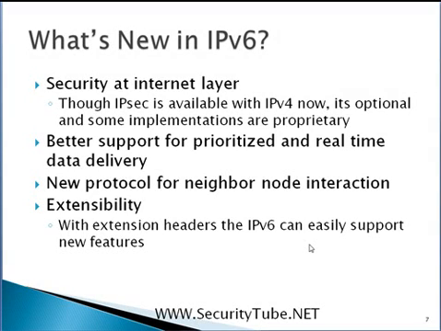There is a new protocol introduced in IPv6 for neighbor node interaction. ARP is no more valid. For finding link layer addresses, a different protocol is there. Also, there is a separate protocol for finding neighboring nodes on the same link. The IPv6 protocol is extensible with extension headers. You can easily extend the IPv6 header to support new features. You can define your own extension headers. Of course, if someone in future wants to add some extension headers, they can easily extend the protocol.